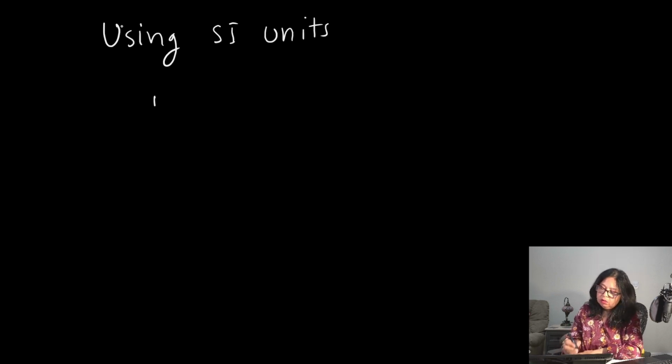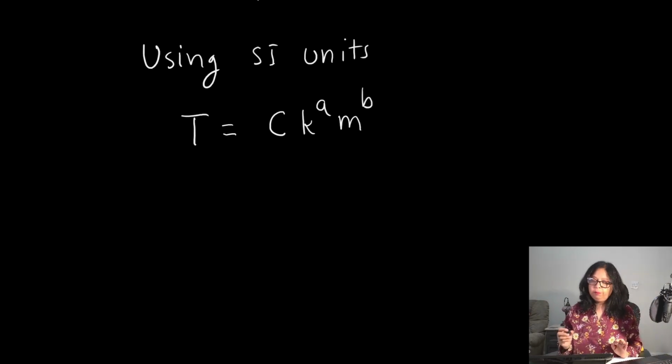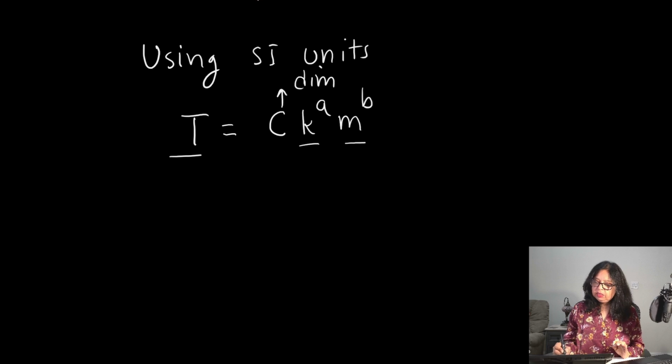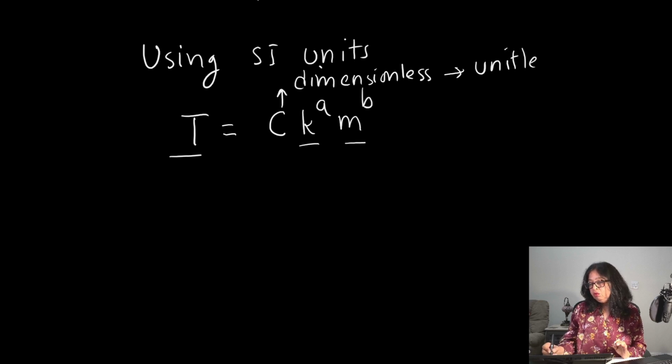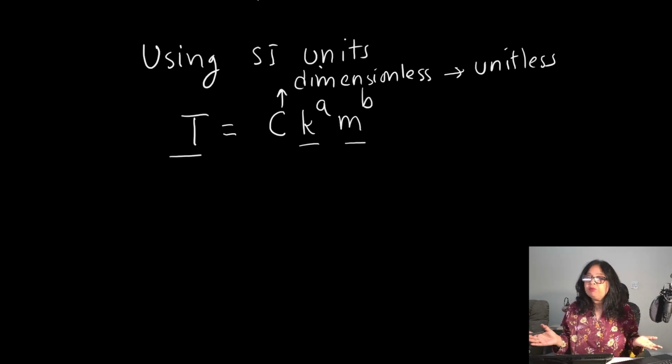What's our equation? It is T equals C times K to the power A times M to the power B. Let's go ahead and plug in the SI units for each of these quantities here. Now we said that C, the constant of proportionality, is dimensionless, which means that it is also unitless. So we need not write anything for C. Well, it doesn't have any units to write.